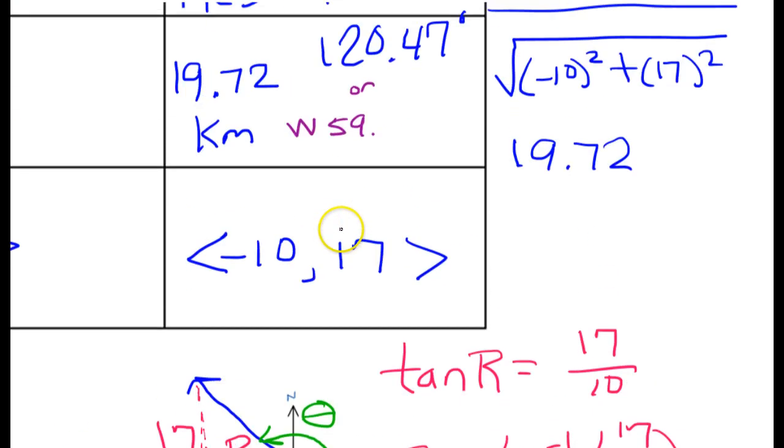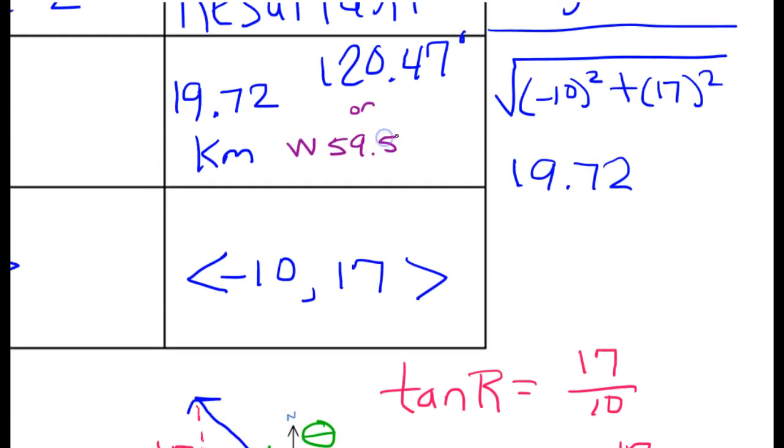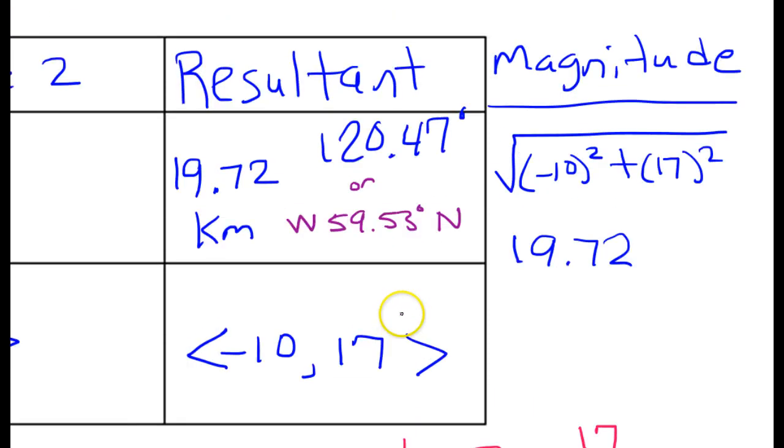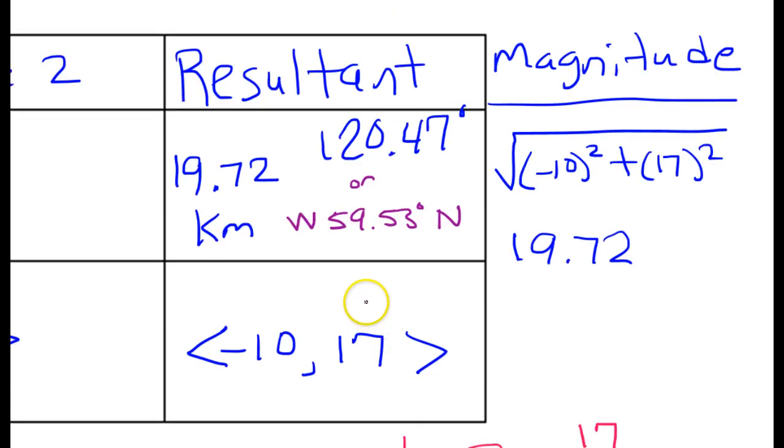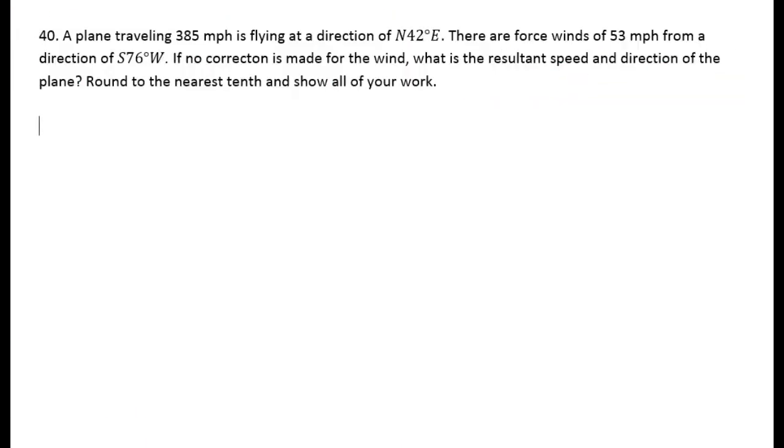What was that? 59.53 degrees north. And that's it for this problem. All right, let's do one more example.